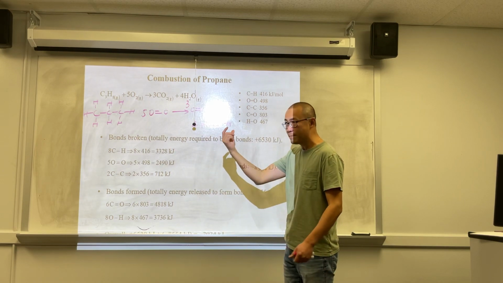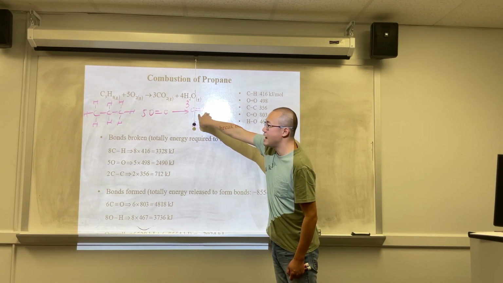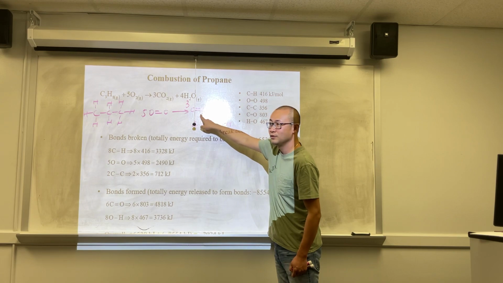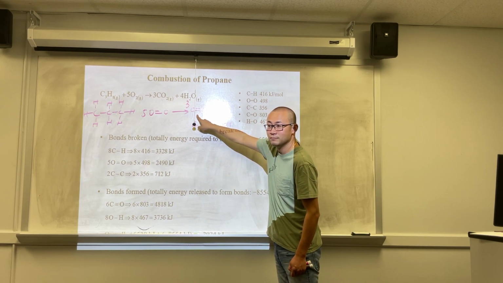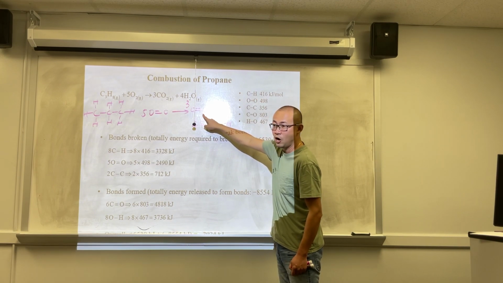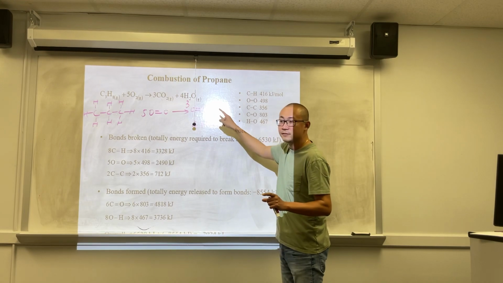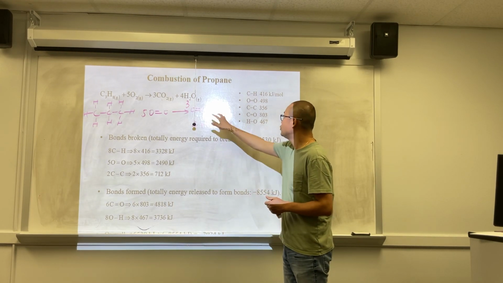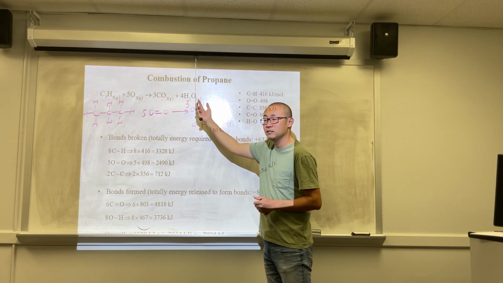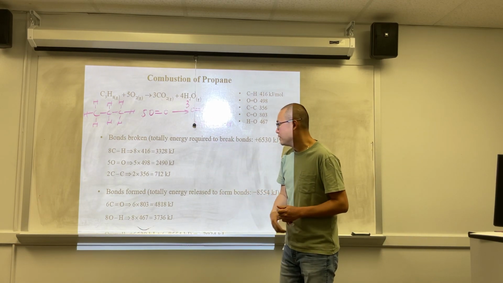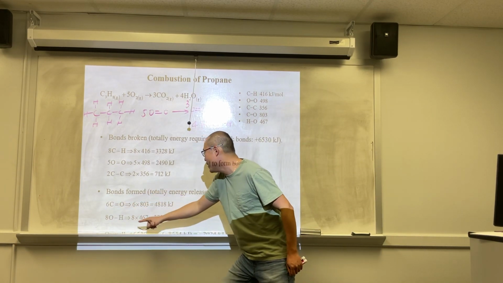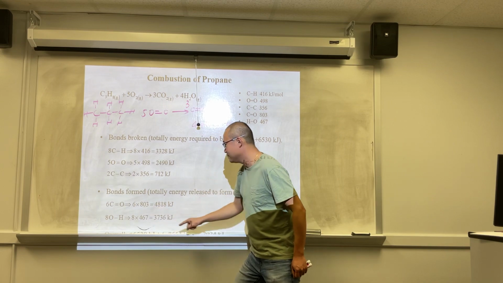After that, let's take a look at the products, forming bonds. Each carbon dioxide has how many CO double bonds? Each one, each carbon dioxide. How many CO double bonds? 2. 1 CO double bond and another CO double bond. So 2. 3 of them means 6 CO double bonds. So 6 CO double bonds is 6 times 803.